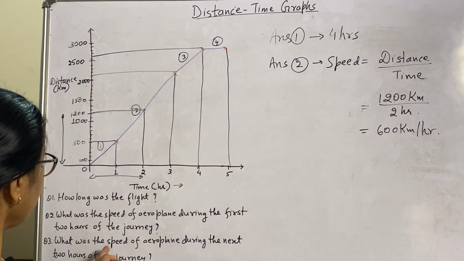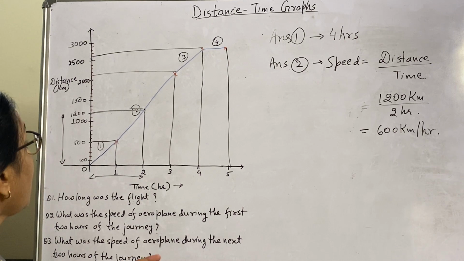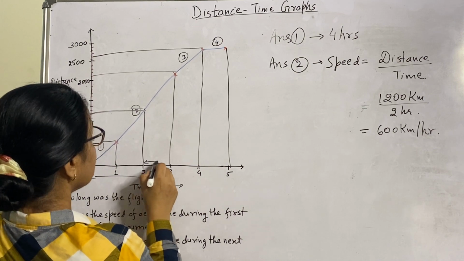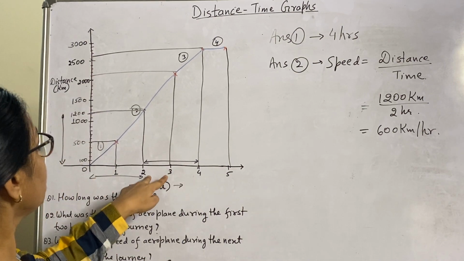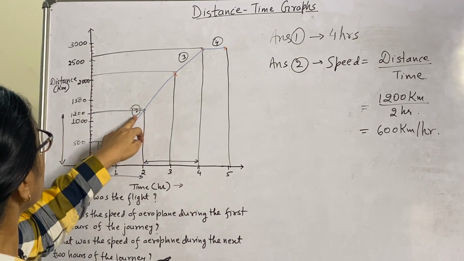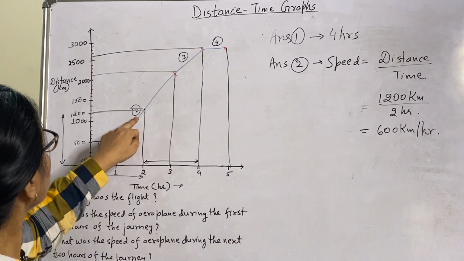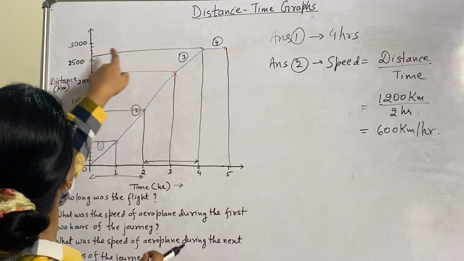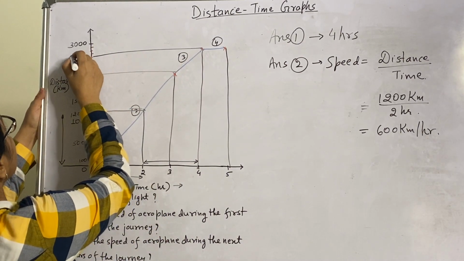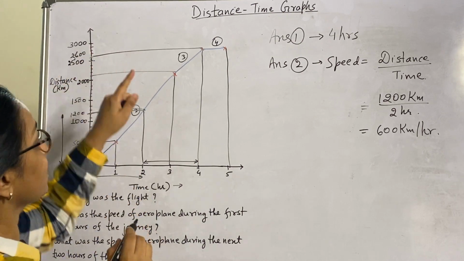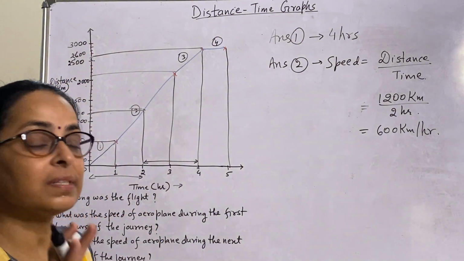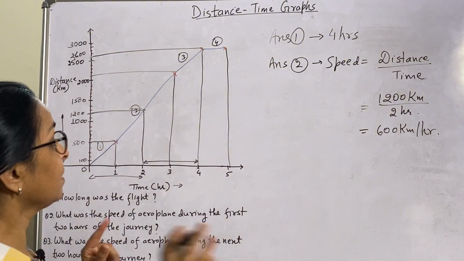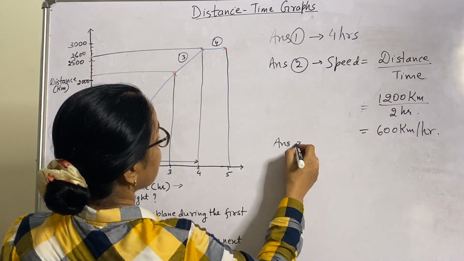Next is what? What was the speed of the aeroplane during the next 2 hours of the journey? Next 2 hours means what? Next 2 hours means these, right? That is 2 to 4. So after 2 hours, the aeroplane was at 1200 kilometer distance. And at 4 hours, the aeroplane is at 2600 kilometer distance. Correct? So how much distance is covered in these 2 hours? That is 2600 minus 1200. Correct? So here we will be writing answer 3.